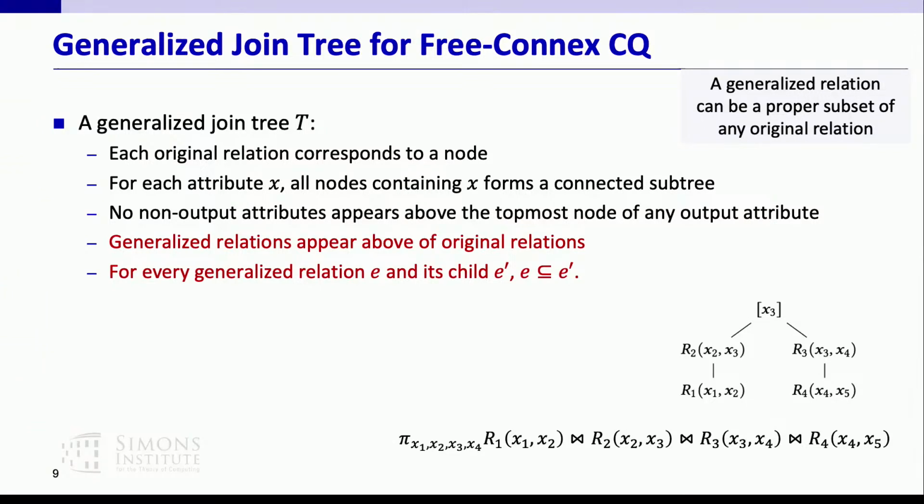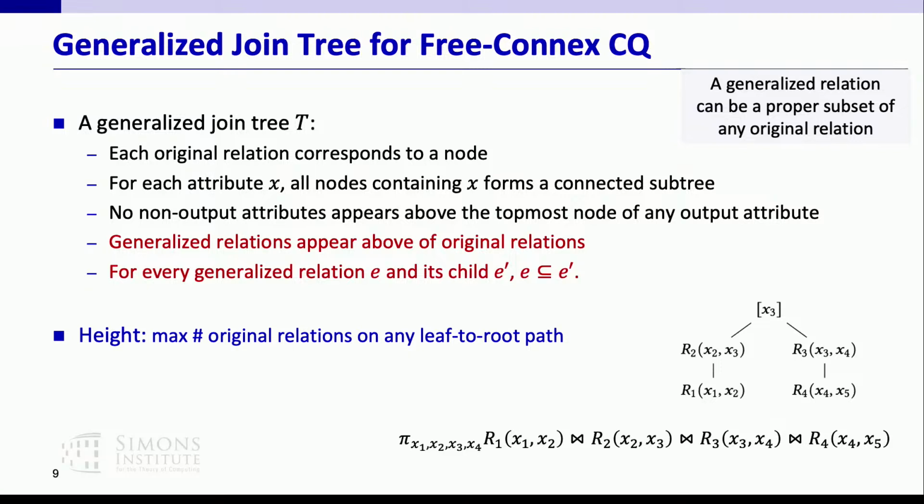Okay. So it says for E and each of its children, every child. So you can imagine on top, this is essentially a Q hierarchical.